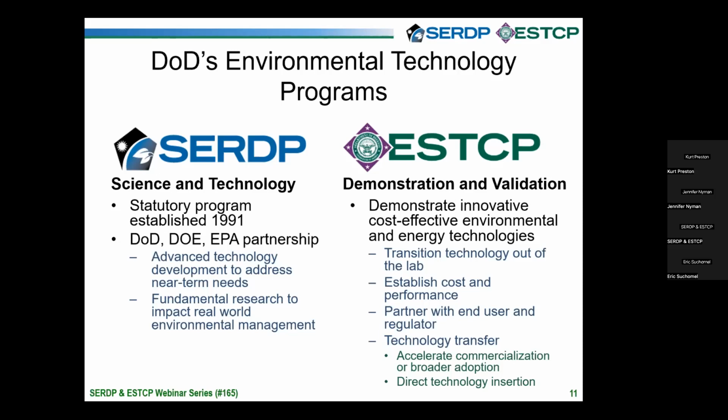SERDP and ESTCP are complementary programs, with much of SERDP research occurring at the lab and pilot scale with occasional field efforts, while ESTCP demonstrations are primarily at the pilot and field scale, although occasionally supporting lab efforts are conducted.